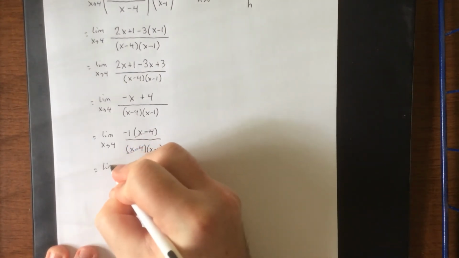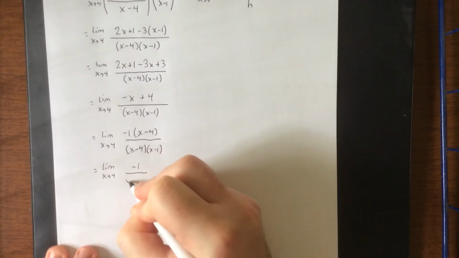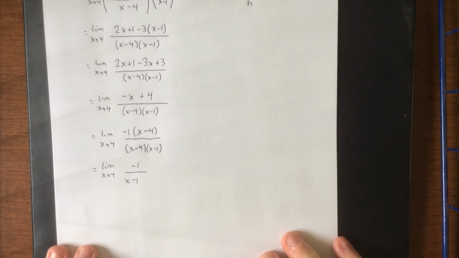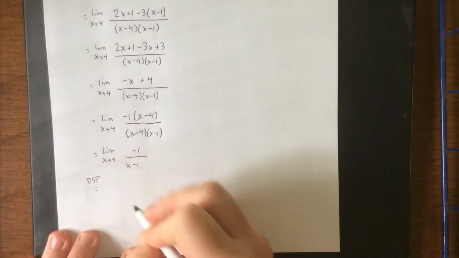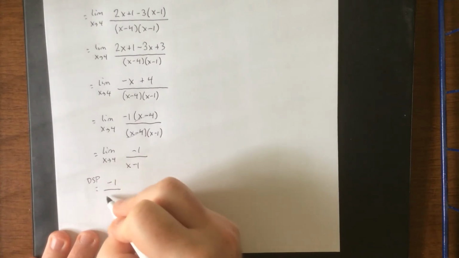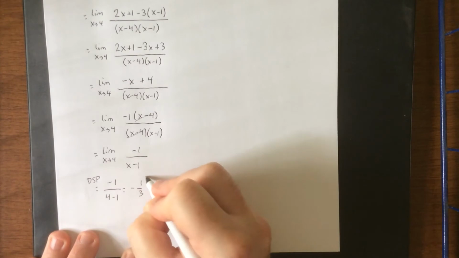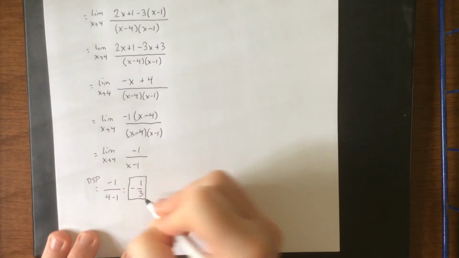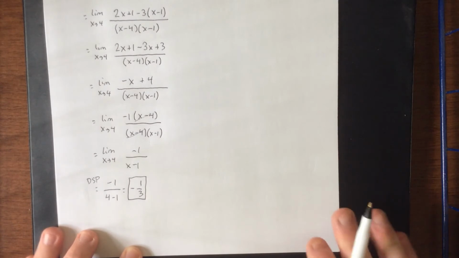Once those are canceled out, we are free to use the direct substitution property. And in using the direct substitution property, we will get negative 1 over 4 minus 1 for a final answer of negative 1/3. This represents the slope of the tangent line to the given function at x equals 4.